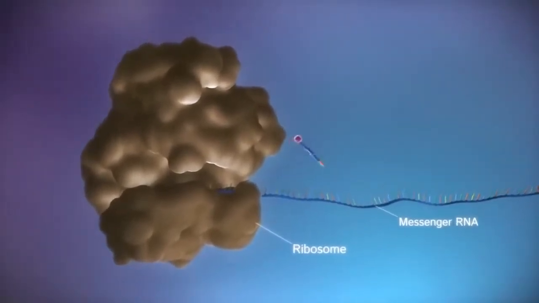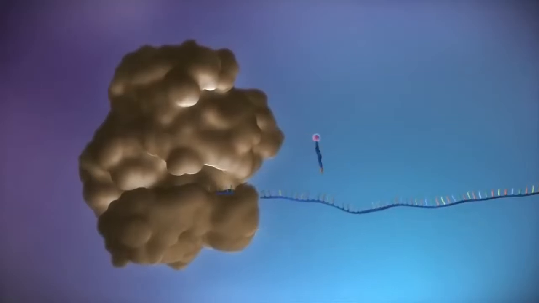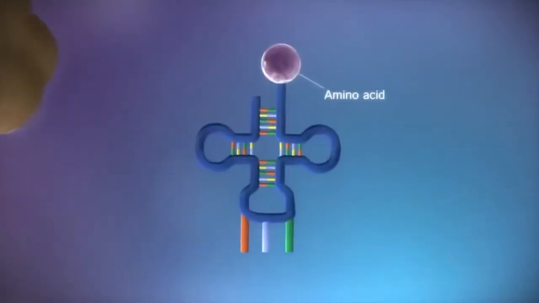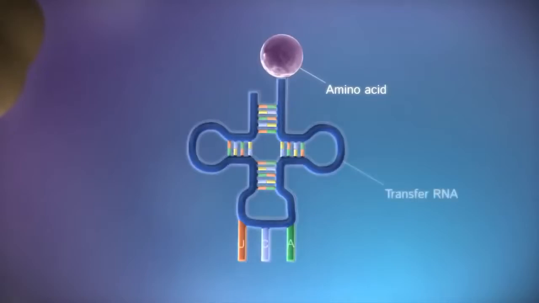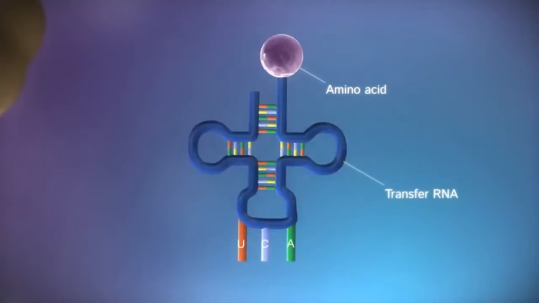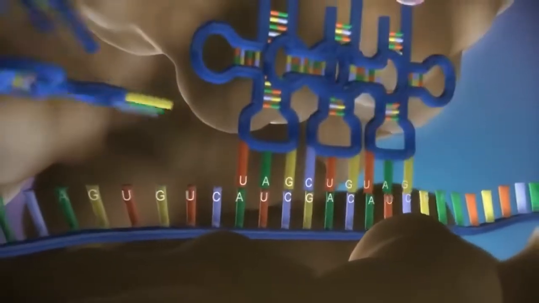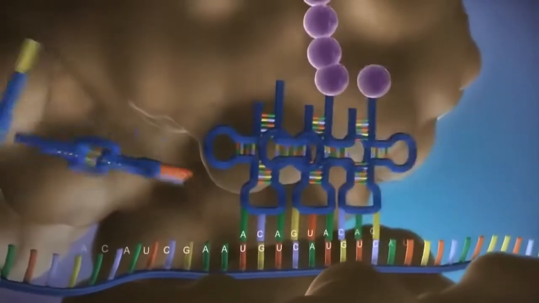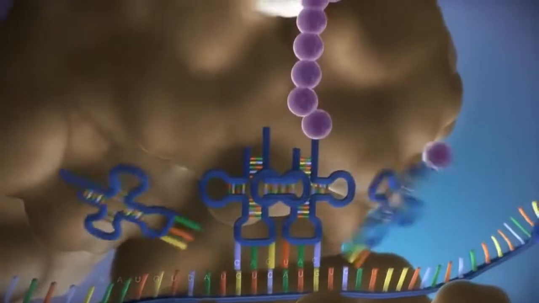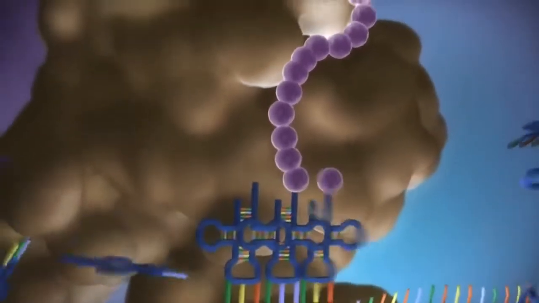The ribosome reads the code in the messenger RNA to produce a chain made up of amino acids. There are 20 different types of amino acid. Transfer RNA molecules carry the amino acids to the ribosome. The messenger RNA is read 3 bases at a time. As each triplet is read, a transfer RNA delivers the corresponding amino acid. This is added to a growing chain of amino acids.